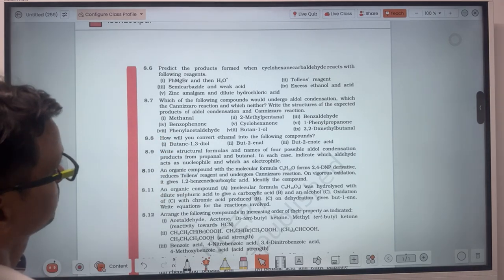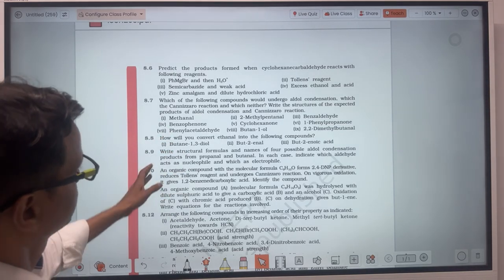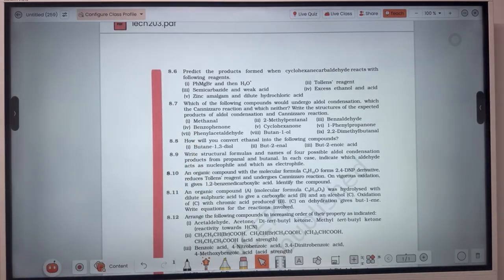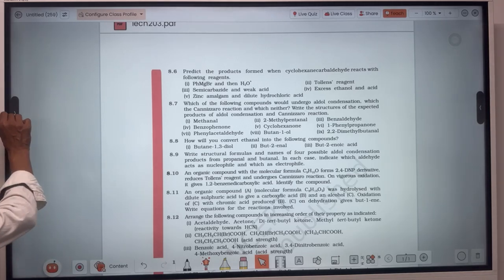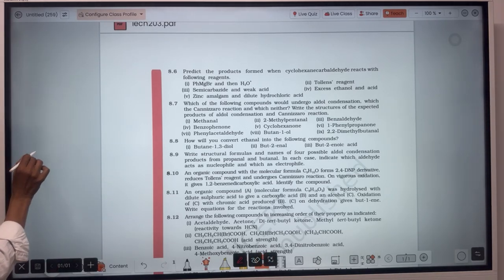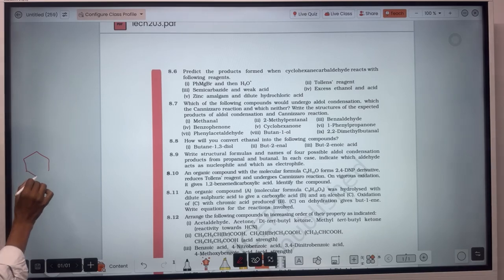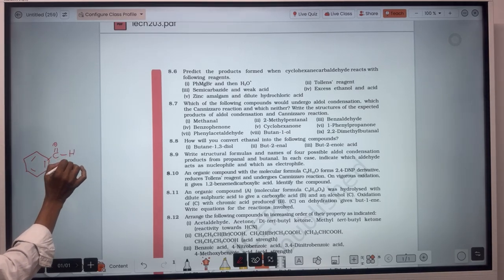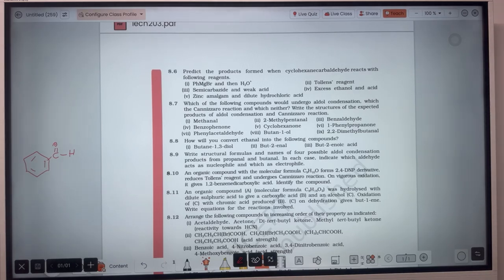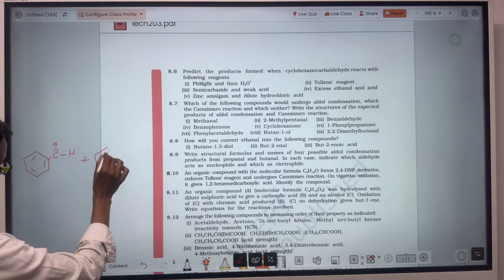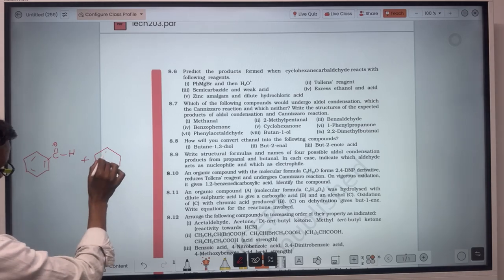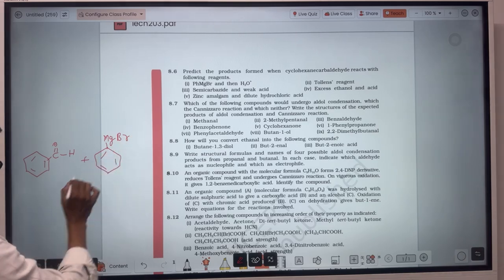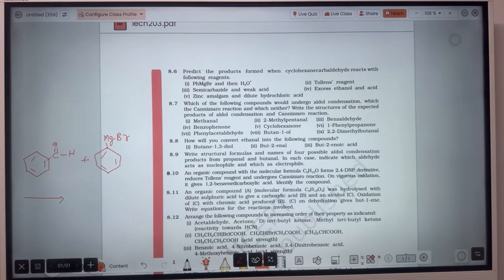Now, this question. One question I am solving, then after that you solve by yourself. Can you not do it?